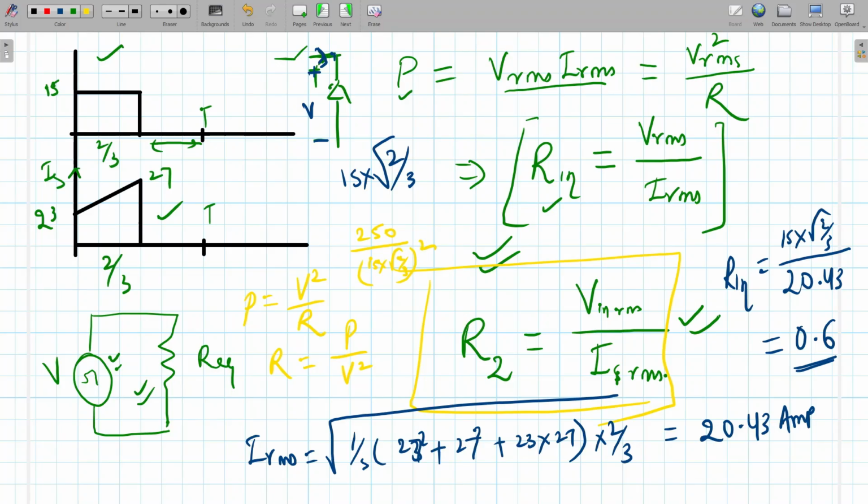Can you calculate this one? So I think, sir, this is wrong. How? V square by P, na? R is equal to V square by P. Okay, mistake I have done. One second. This time you can point it out.